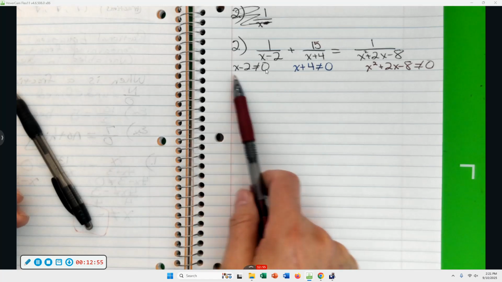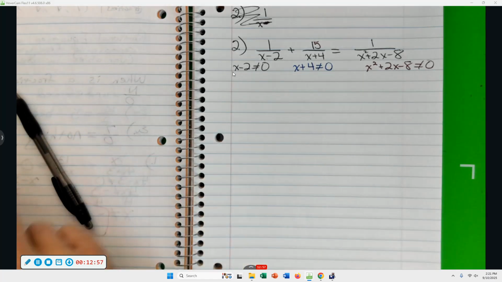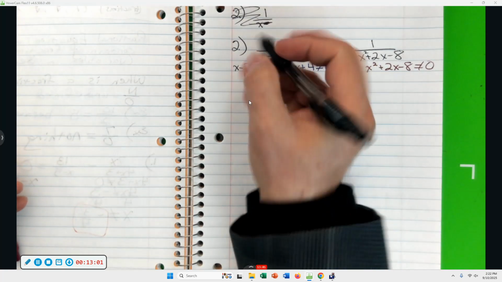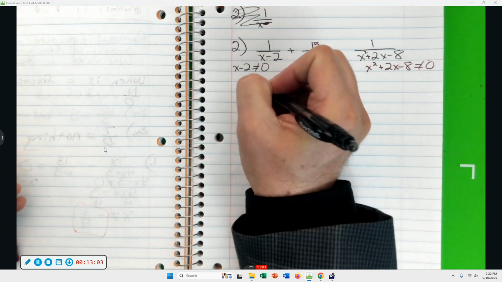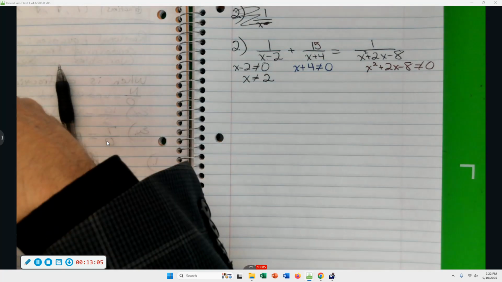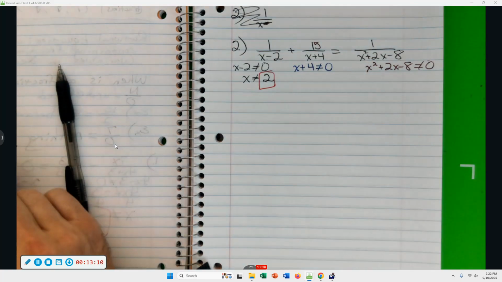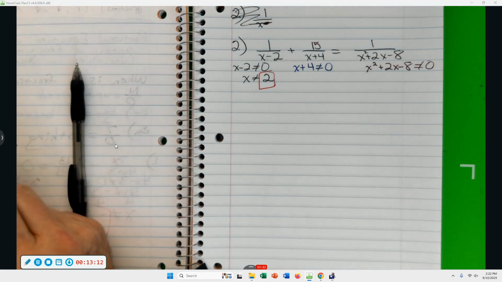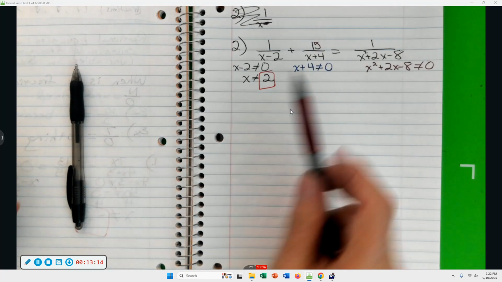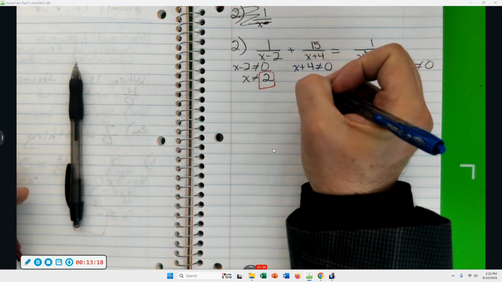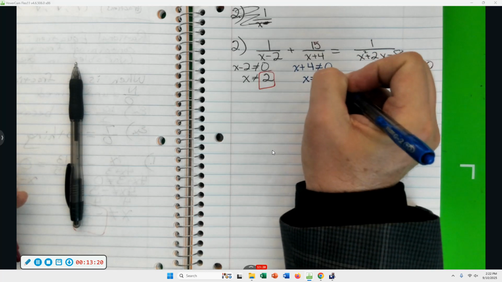Solving the first one, this is fast. What are we going to get? Okay, moving that minus 2 over, we get x can't equal a positive 2. So there's one of my solutions. We can't plug in a 2 or else we'll get a denominator of 0. What about the next one? Okay, moving the 4 over, we get x does not equal negative 4.